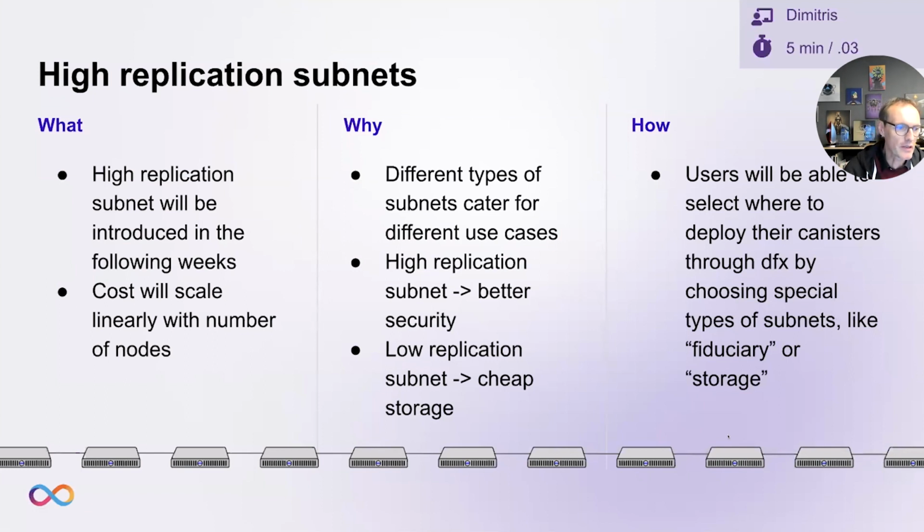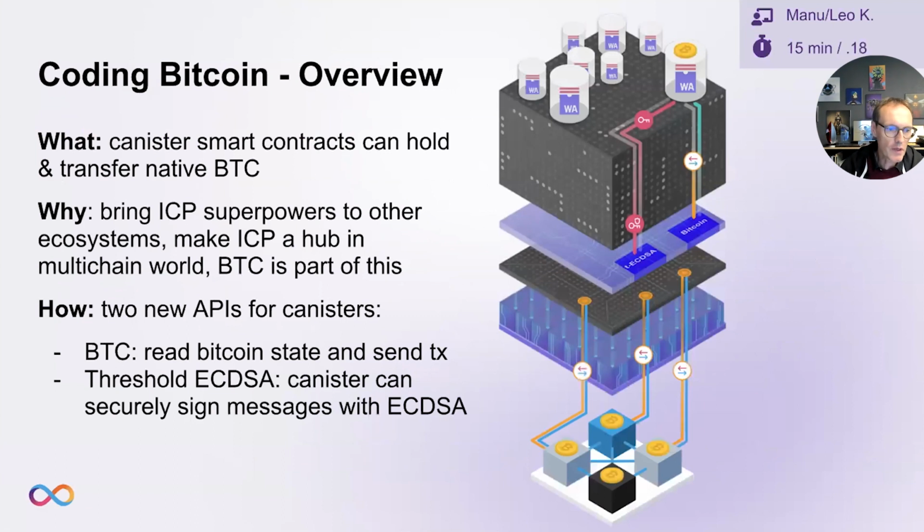The next demo up is on coding Bitcoin, and I guess this is almost a traditional demo that we have. And I guess you might have the question as well here: when can I finally send some Bitcoin over to my canister? And can my canister benefit from the fast finalization rate of the IC? Manu and Leo, where are we?